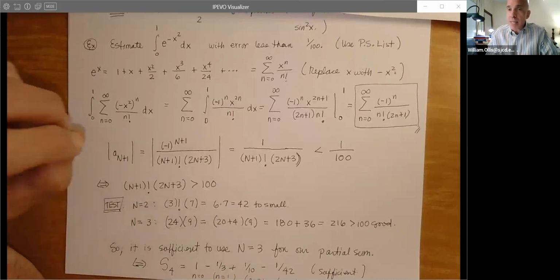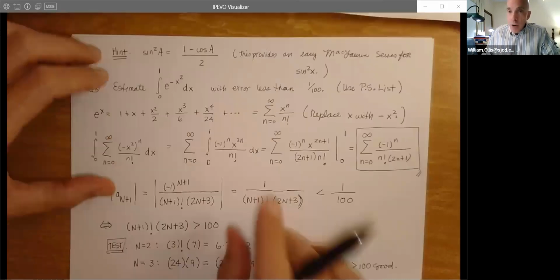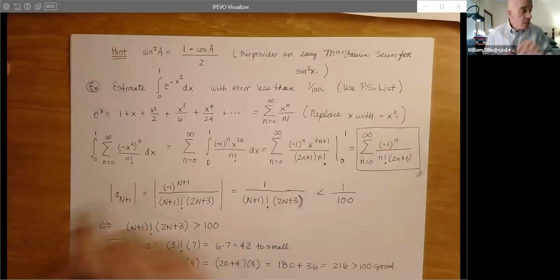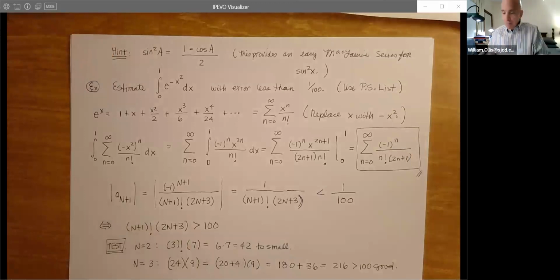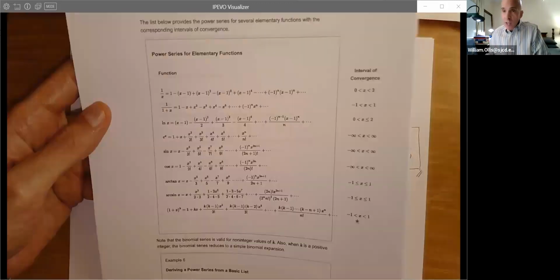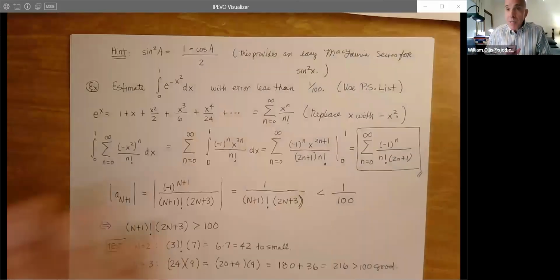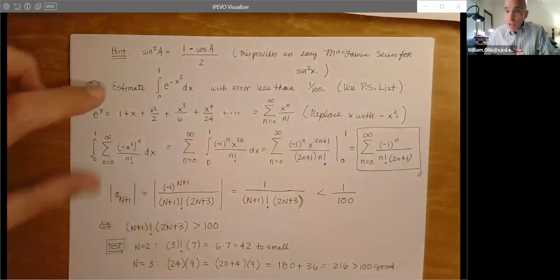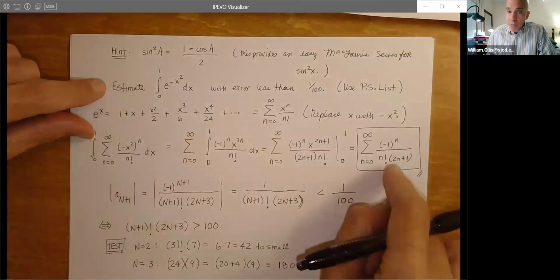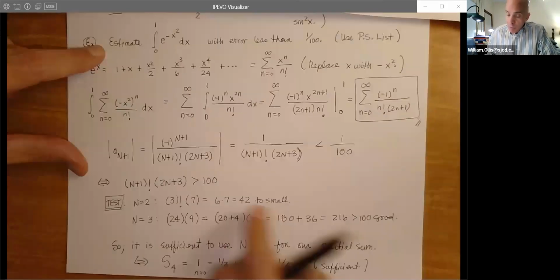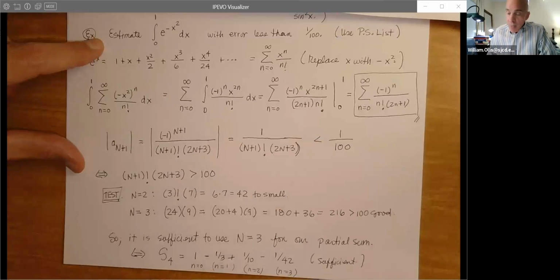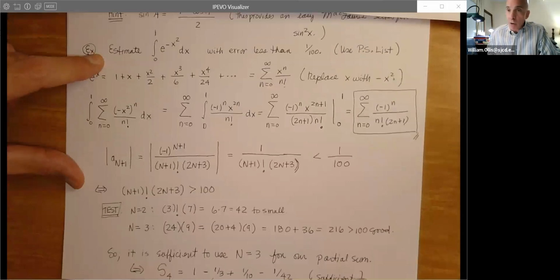Again, the idea here is we can use what we already know about power series from our list to do a calculation that in most instances would be impossible. We use the power series and term-by-term integration to get an approximate value for a series that would otherwise be extremely difficult.